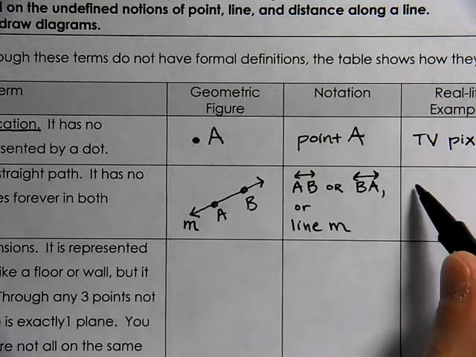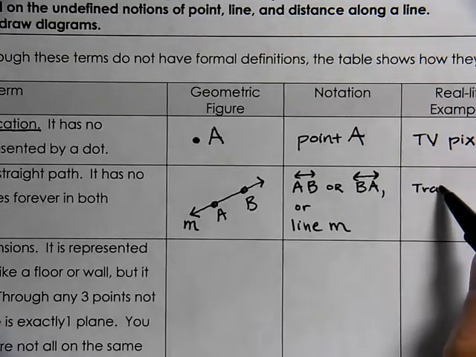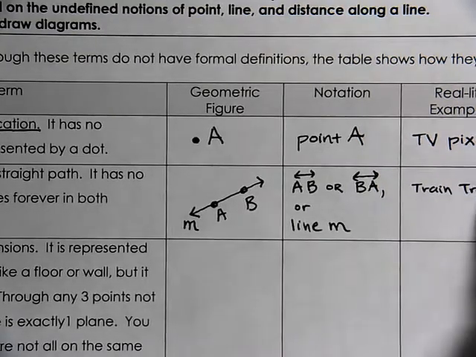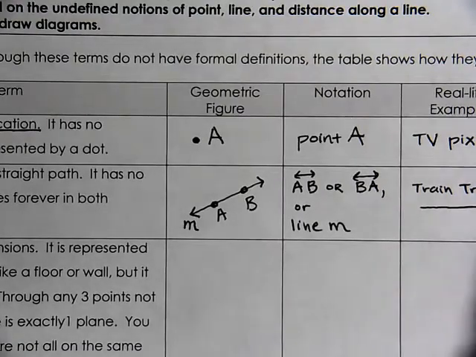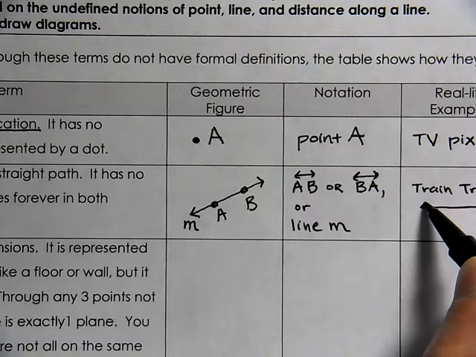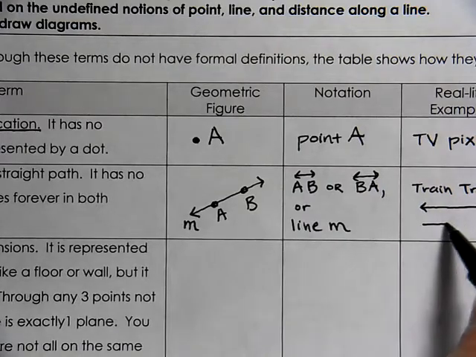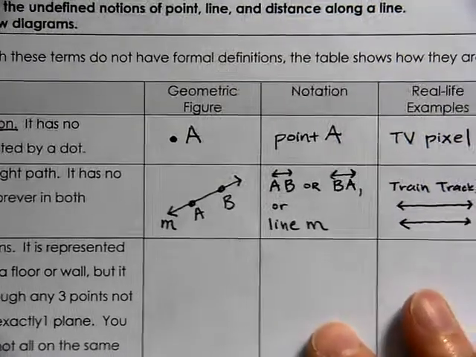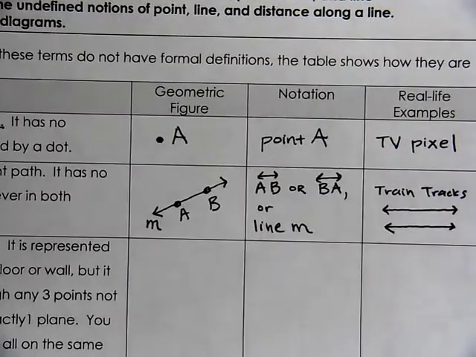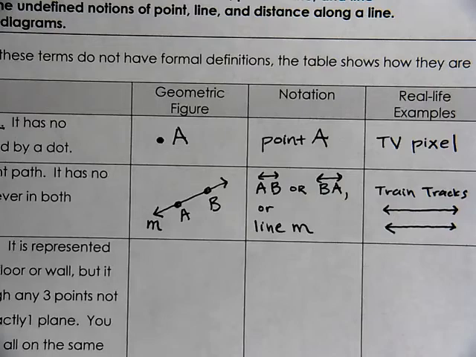This might not be the best example, but if you think of train tracks, now of course train tracks can curve around a bend, but in a straightaway it looks like they just kind of go on forever. So there they are, 2 train tracks running parallel to each other, representing the concept of a line extending forever in both directions.